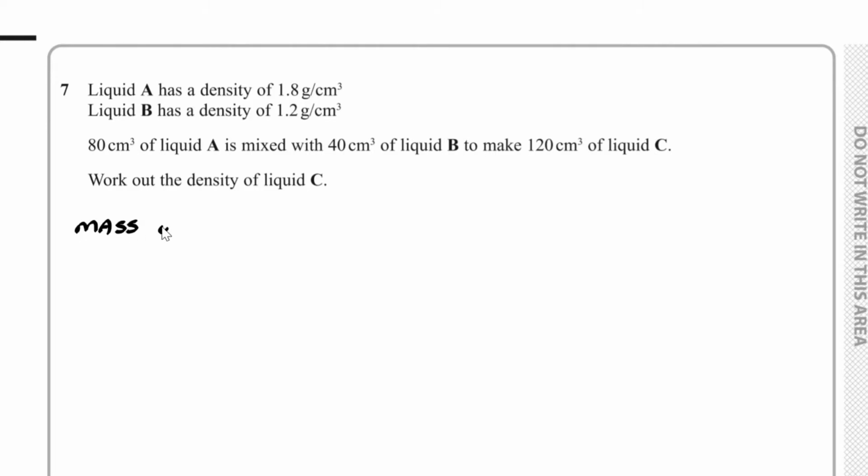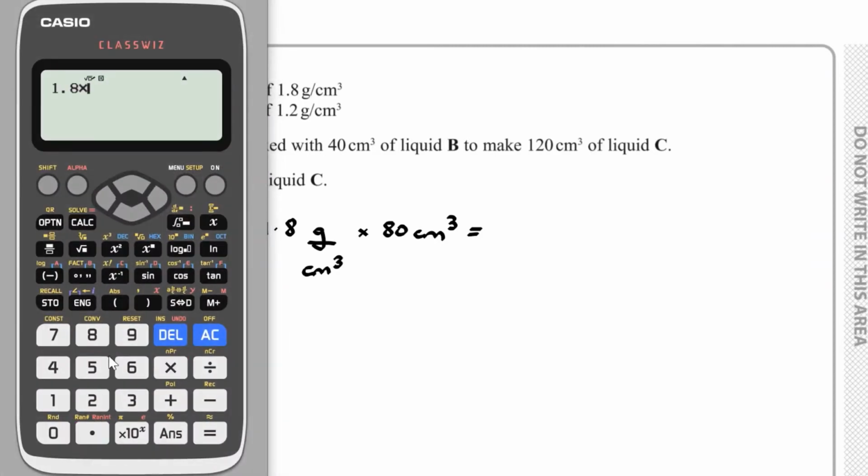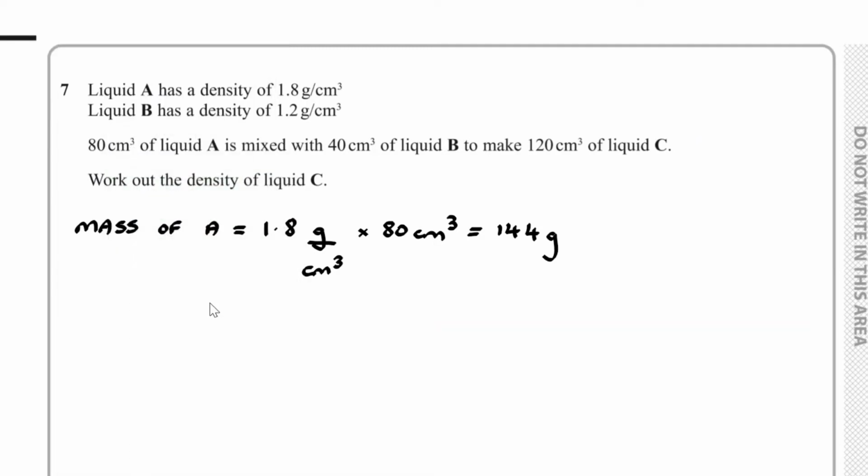the mass of A, and that will equal, well, what we need to do here is multiply 1.8 grams per centimeter cubed with the 80 centimeters cubed. It's as though the centimeters cubed cancel out, and if I work this out, 1.8 multiplied by 80 is 144. And so here we have 144 grams for the mass of A.